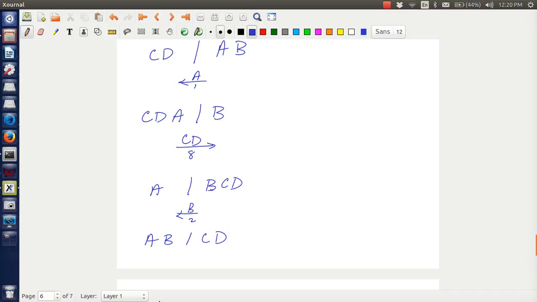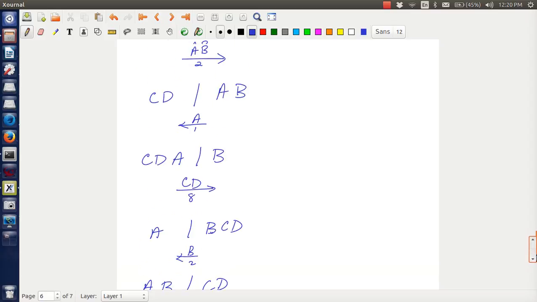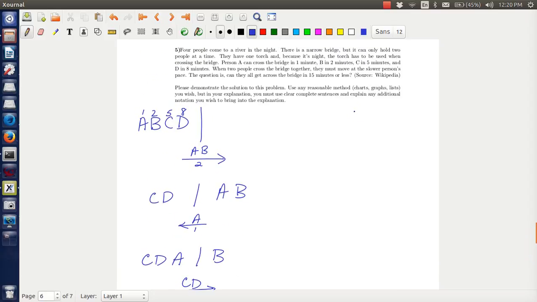So resist the urge to do something like this. Just don't assume the new state is written and then just write the A going the other way. That's going to be confusing. So go ahead and write them all down after the transition and then record the new transition. Okay? And then finally you're going to have the river and then A, B, C, D.